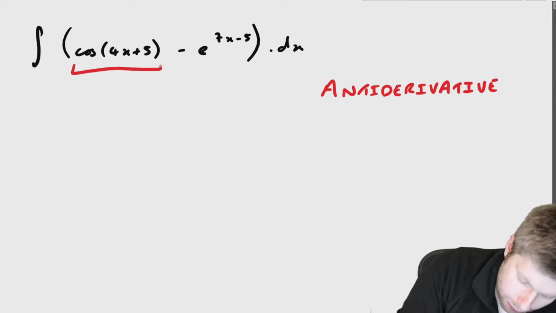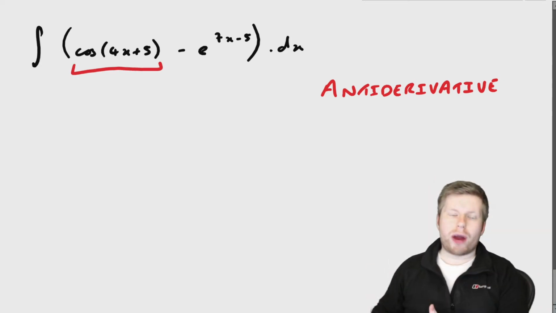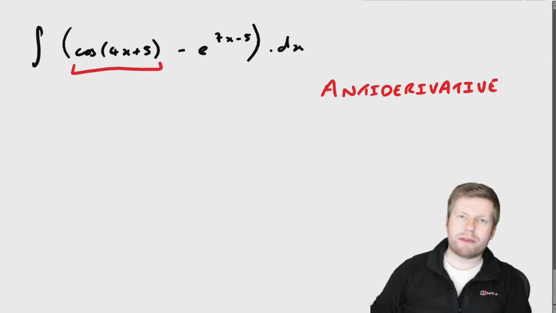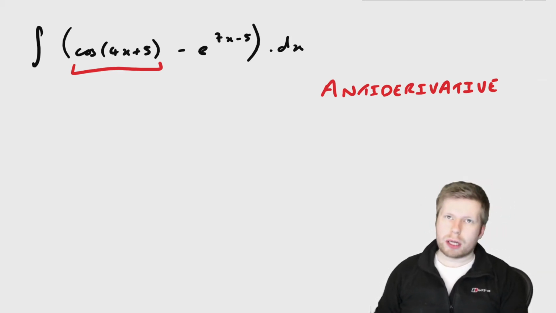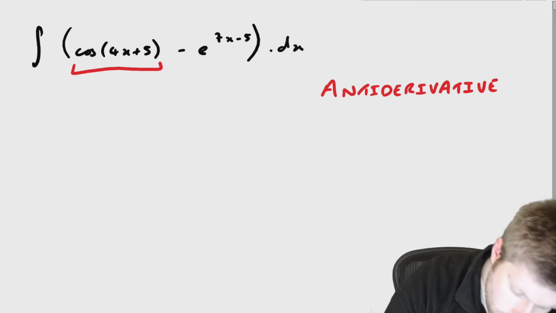In the first case, I'm trying to integrate a cosine of 4x plus 5. We'll worry about the e to the power of 7x minus 5 later. Let's just look at the integral of cos of 4x plus 5. Well, look, I know my circle.